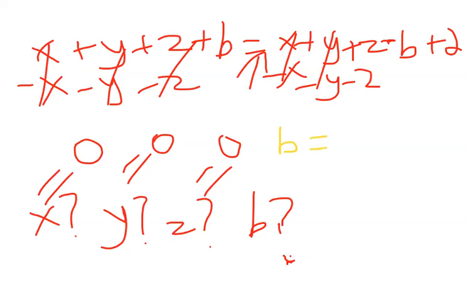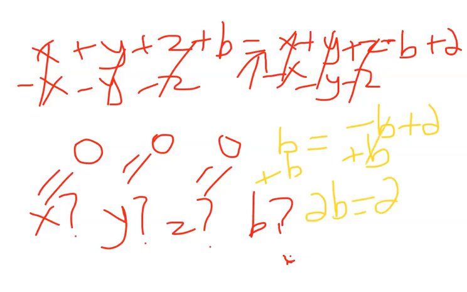It's going to equal, let me cross these z's out, negative b plus 2, and then you can just add b to both sides. This cancels out, so you get 2b is equal to 2. Divided by 2, you're left with 2 over 2, which is 1, which is the answer to this problem.